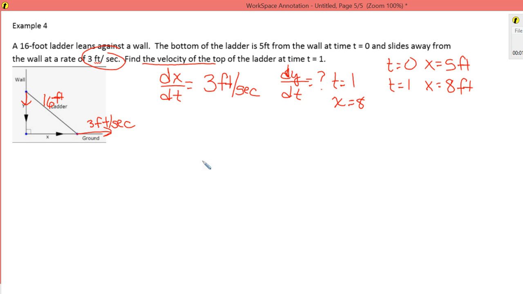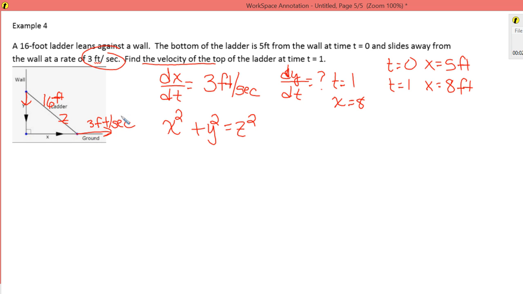So we have to ask ourselves, what relationship do we know that can relate these pieces of data? We know that this is a right triangle. So let's use our handy-dandy Pythagorean theorem. In this case, I'm going to say x squared plus y squared, and let's go ahead and call this quantity z, is equal to z squared. Standard Pythagorean theorem. Since we need to know dx/dt and dy/dt, it's probably helpful to take the derivative of this with respect to t.